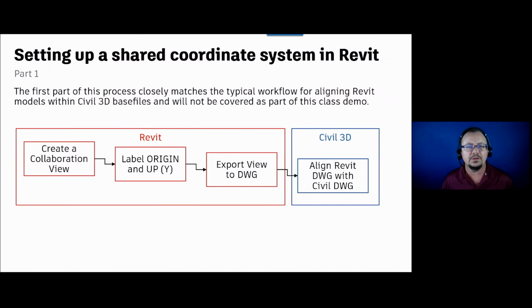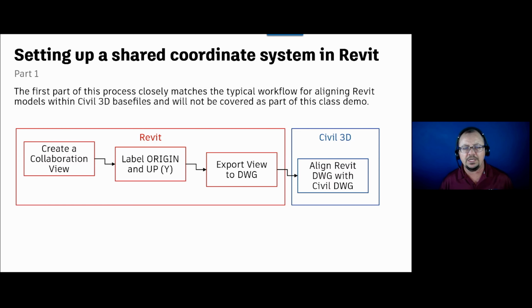So learning objective number 1, setting up a shared coordinate system in Revit. So part 1 of this part of the workflow is we need to create a collaboration view. We're going to label our 2 points that we're going to use for coordination between the Revit and Civil 3D models. And those 2 points are called the origin and the up.